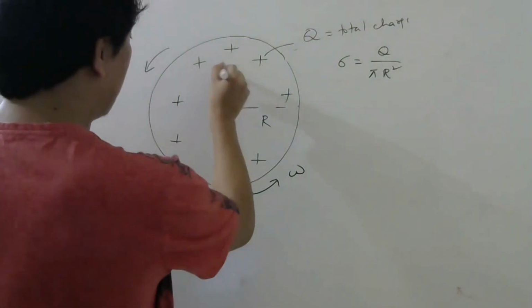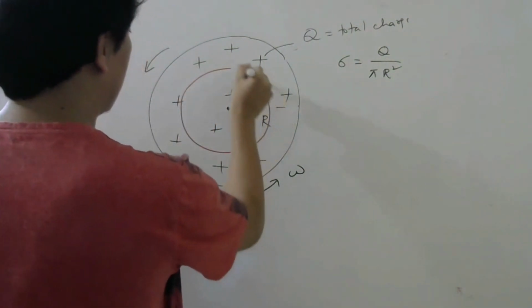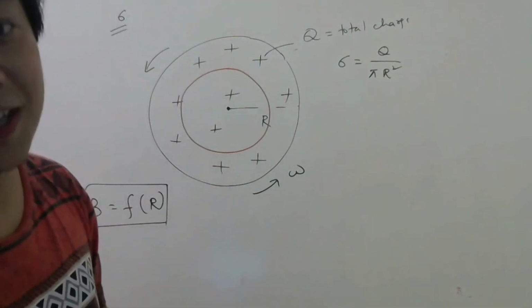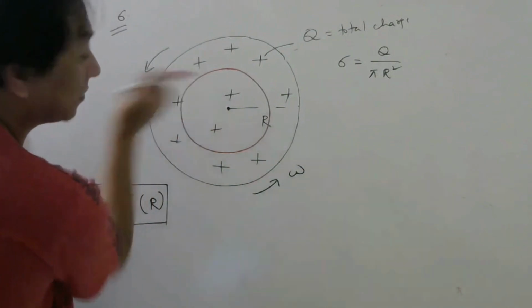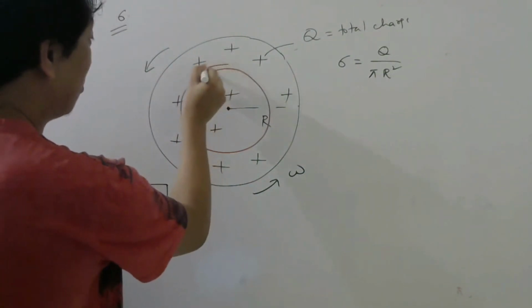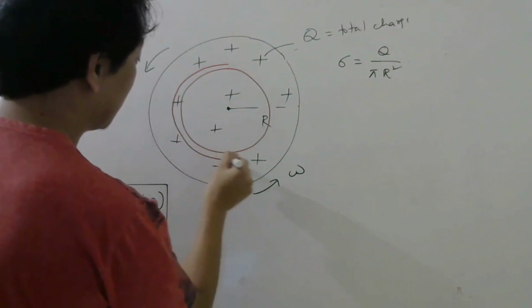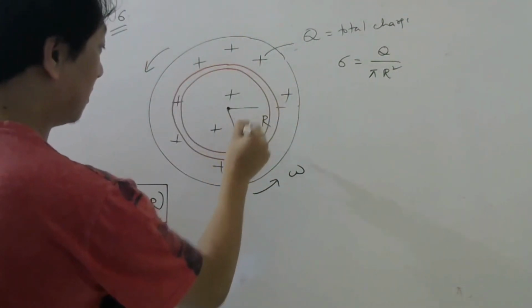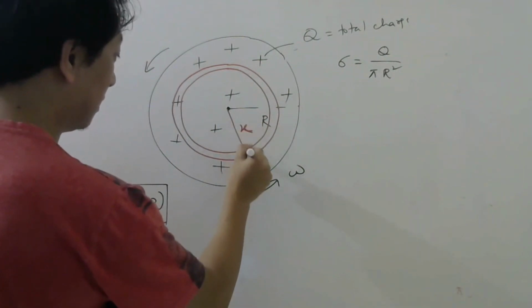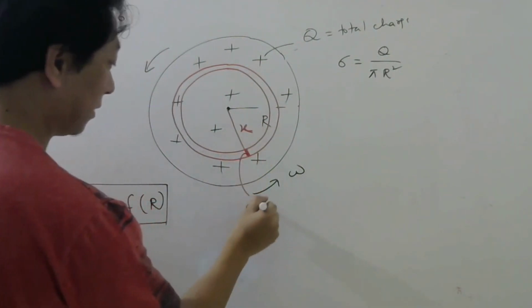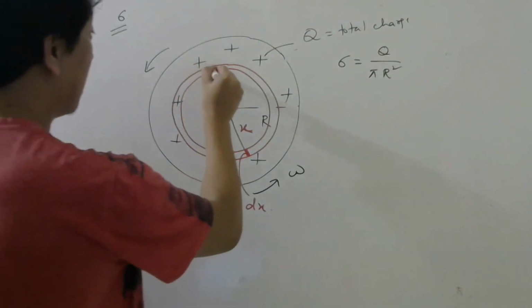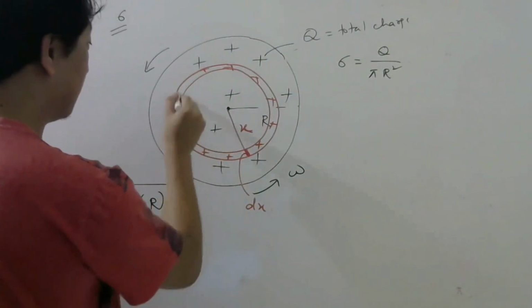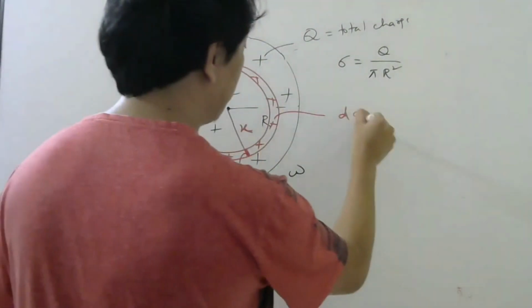We will consider here a very thin ring. You can consider whatever I have drawn, that itself is a ring. Thickness should be this much. But for clarity, let me draw one more line. So let me consider a ring whose radius is x, thickness is dx. Now let us see how much charge is only here. So dq, let me say.